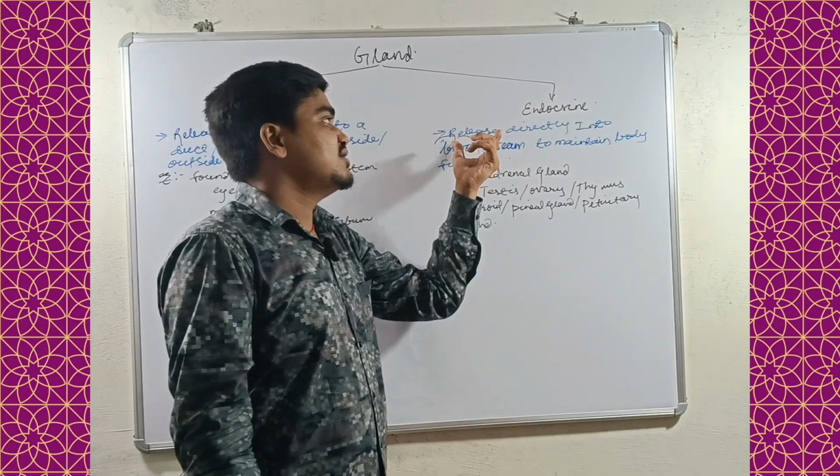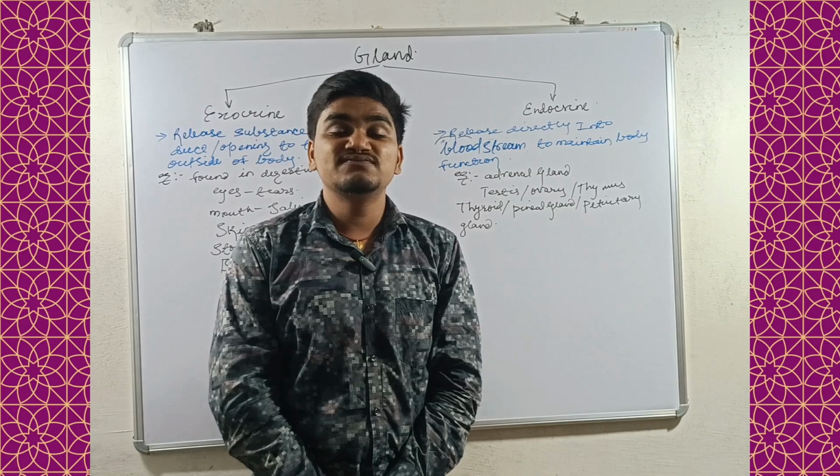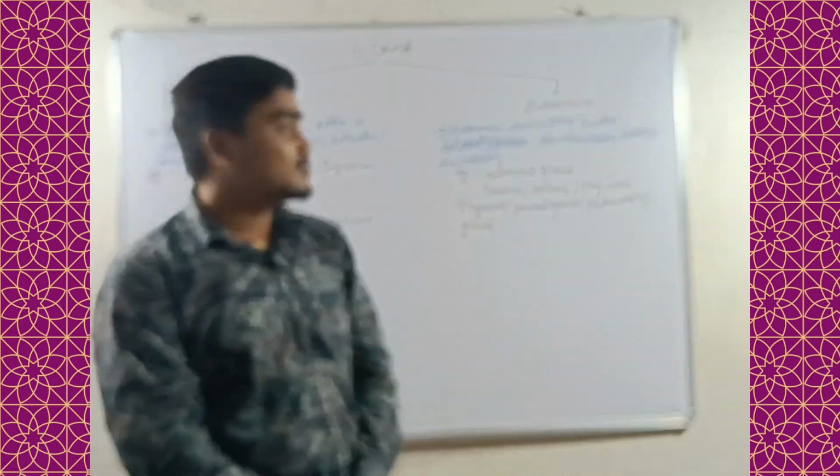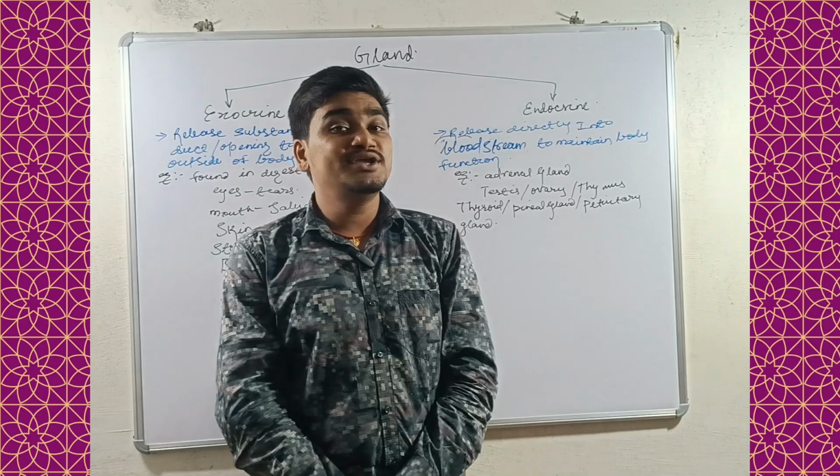Now, endocrine glands release hormones directly into the bloodstream to maintain our body function. Glands release hormones directly into the bloodstream. No ducts are there.